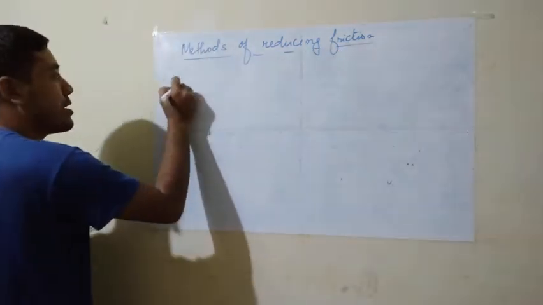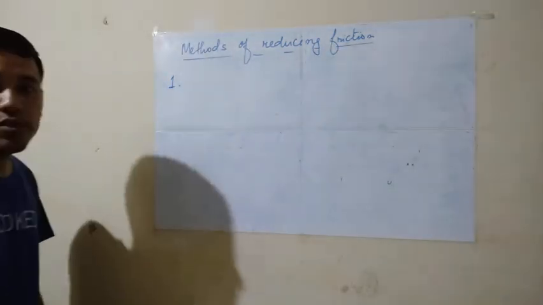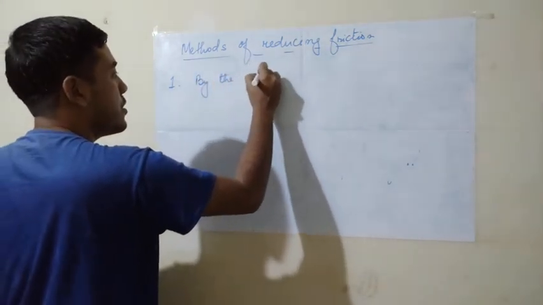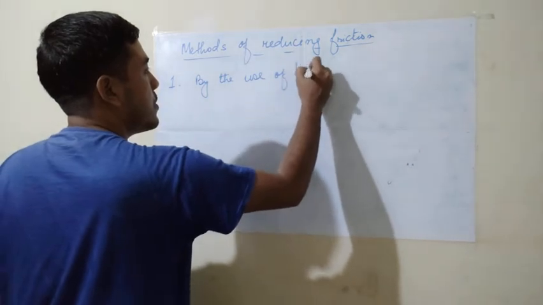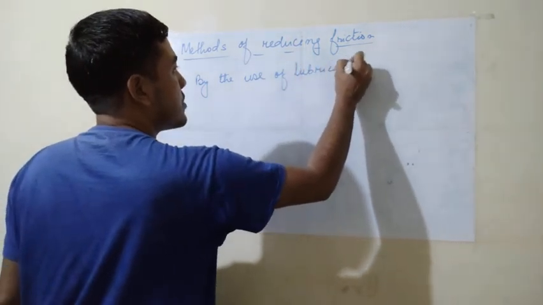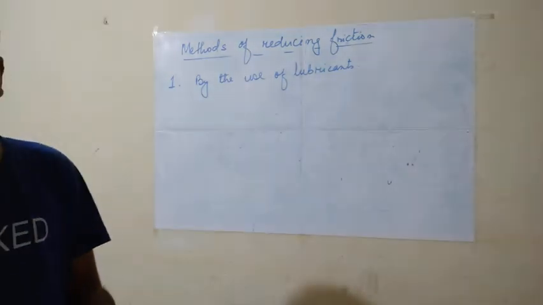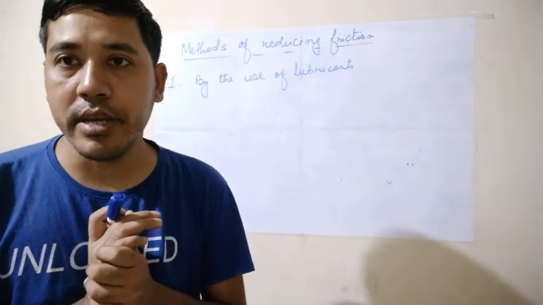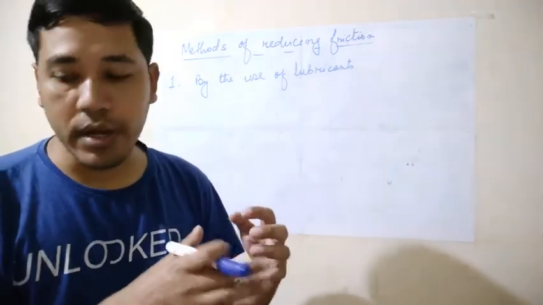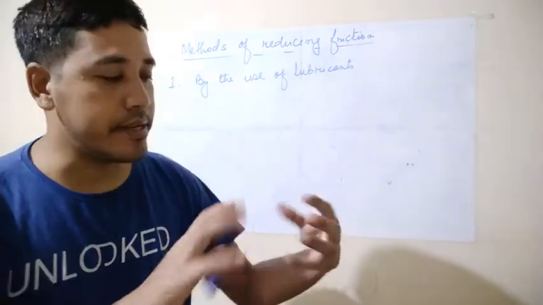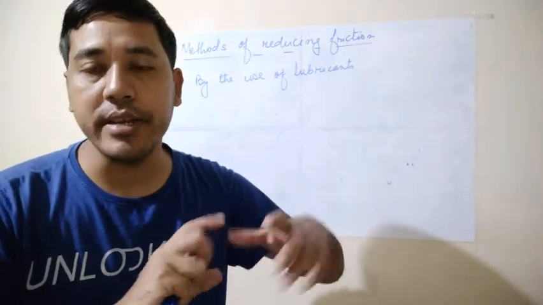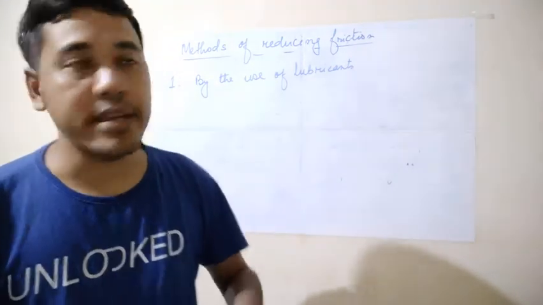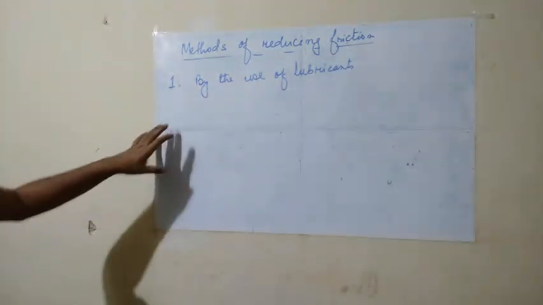Number one, the first method is by the use of lubricants. We all know that in machine parts we use mobile oil or grease. Because of the mobile oil or grease, the force of friction is reduced. Because of that, the machine part can easily move and rotate. That is the first one, the use of lubricants.